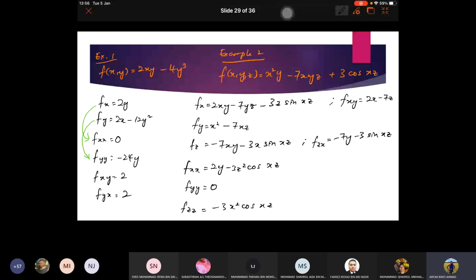Okay. Tolak 3x sin xz. Tolak 3 sin xz. Tolak 3xz cos xz. So dapat eh? Yang itu adalah f, z, x. Bezakan terhadap z first and then bezakan terhadap x.